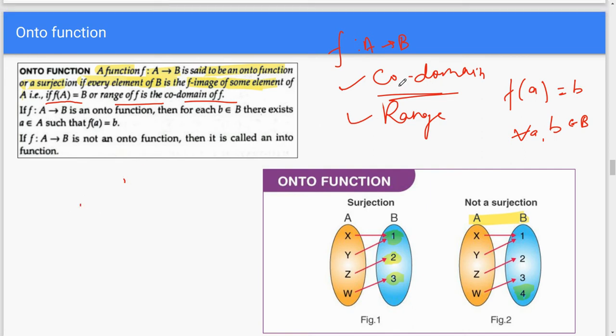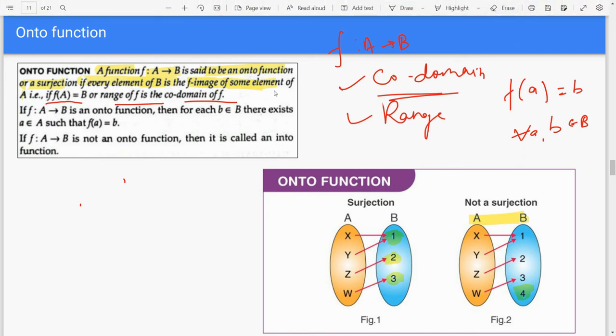Obviously, I will explain the codomain and range later, but just for the sake of understanding, think that f is an onto function if each and every element of B has an image in A. Okay, so if f from A to B is an onto function, then for each b belonging to B, there exists an a such that f(a) is equal to b. So I explained this part.